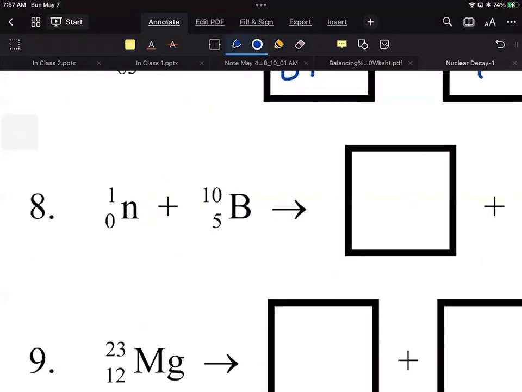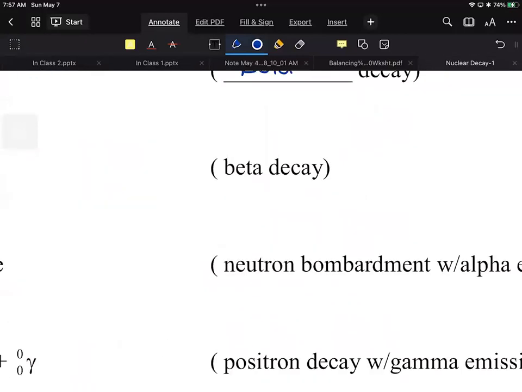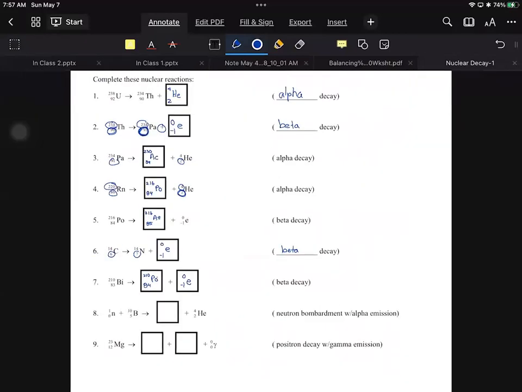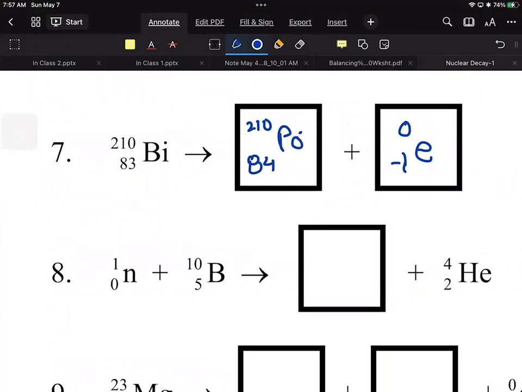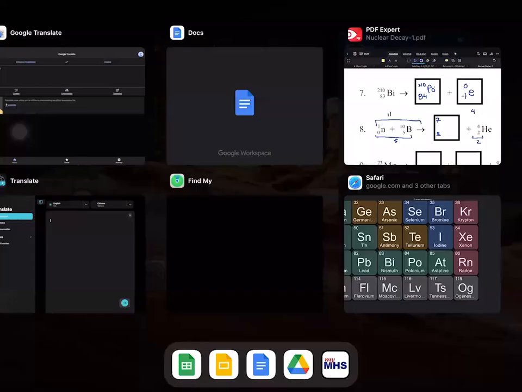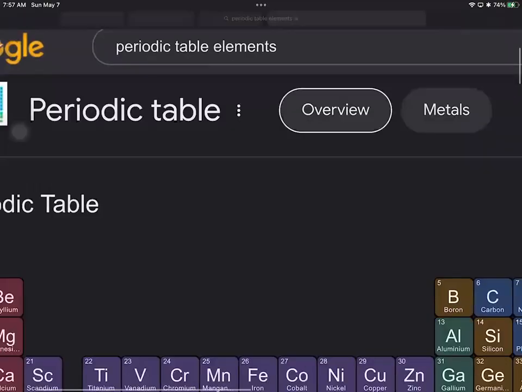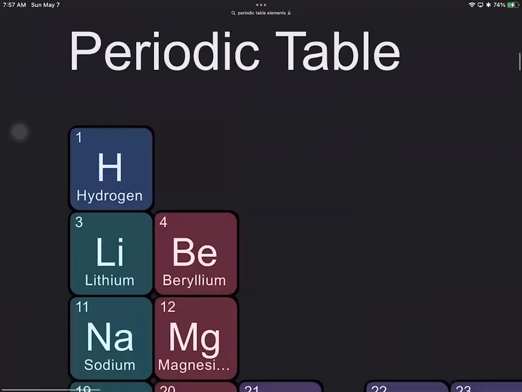All right, next one. This one says it's going to be neutron bombardment with alpha emission. How we do this one is we add everything on the reactant side. So this will be 11 on the top, and this one will be 4. What plus 4 equals 11? Just 7. For the bottom numbers, this will be 5. This one will just be 2. What plus 2 equals 5? This will be 3. Something that has an atomic number of 3 will be lithium.